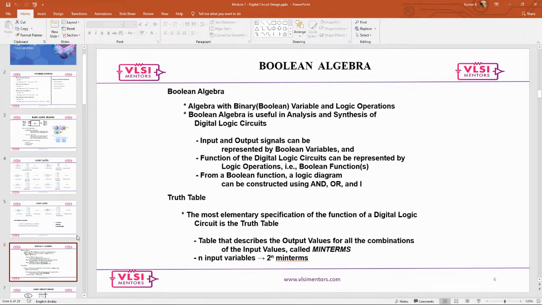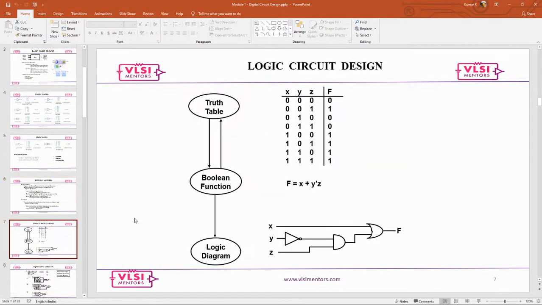We have also gone through the basics of Boolean algebra and the right way of designing a circuit. For any kind of problem, the first thing you need to do is bring your truth table, then solve for the output, come up with an optimized equation, and then draw the circuit.